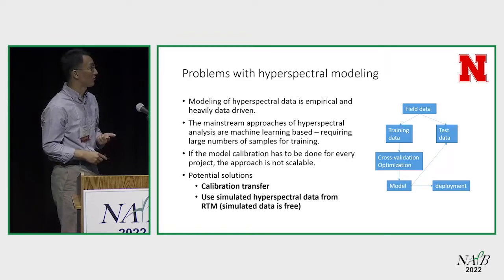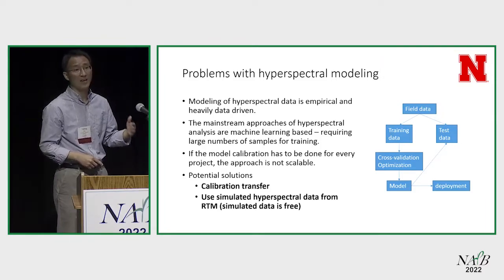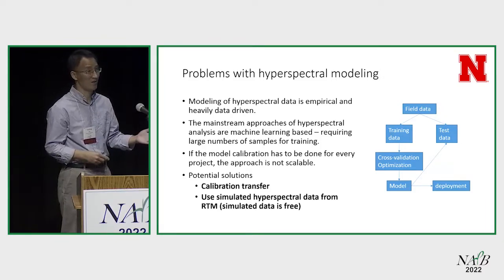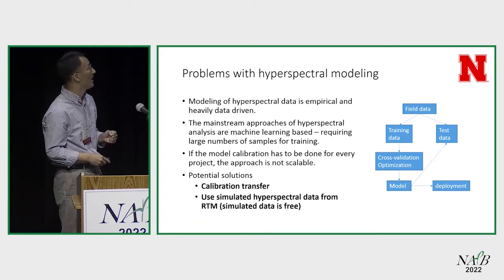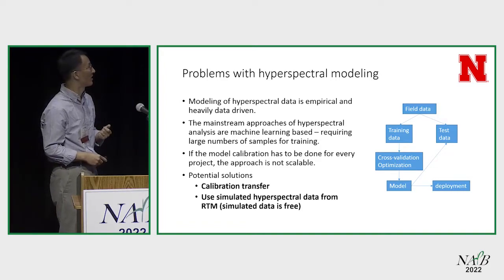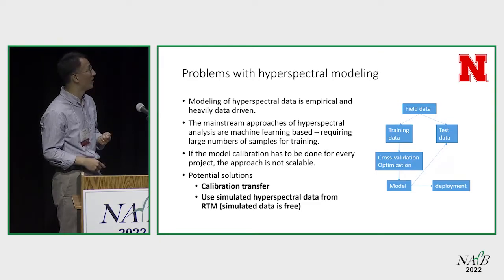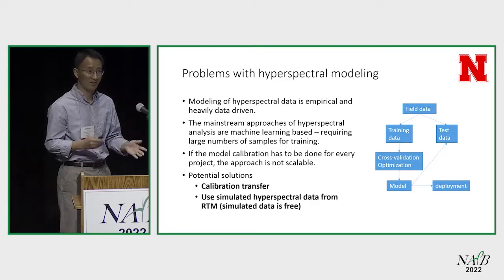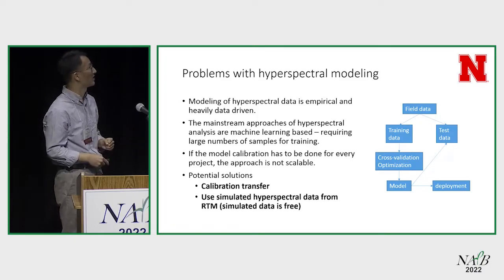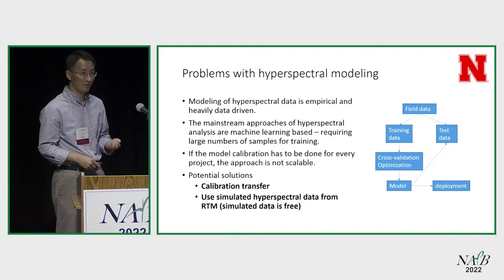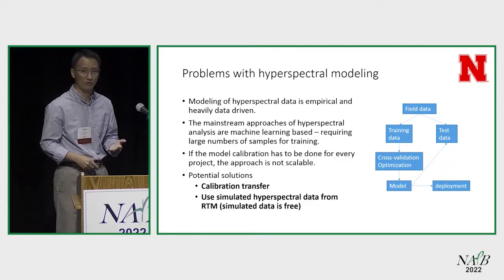And there are potential solutions. Right, the first solution is what we call calibration transfer. Someone has a model, and you suspect that the model may not be very useful for your data sets, but you can come up with a calibration transfer so that it can perform well. The other one that we saw in the literature is to use simulated hyperspectral data from RTM. RTM is a radiative transfer model, and essentially it's a mechanistic model of the interaction between electromagnetic energy and the leaf, right? Simulated data is free, and we think this might have some potential to solve our problem.